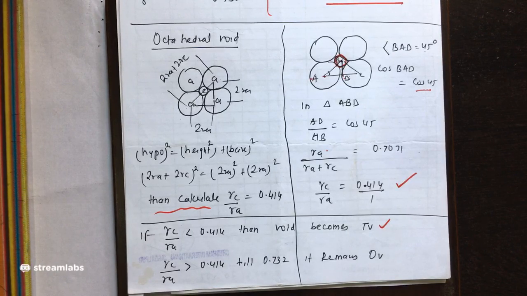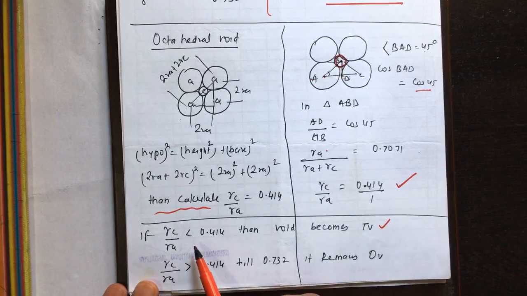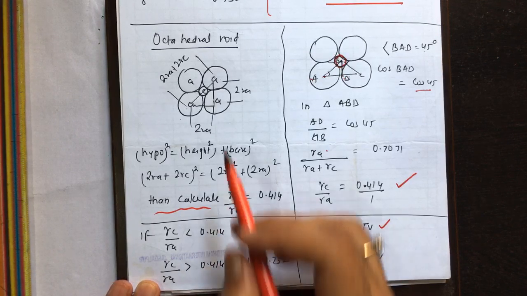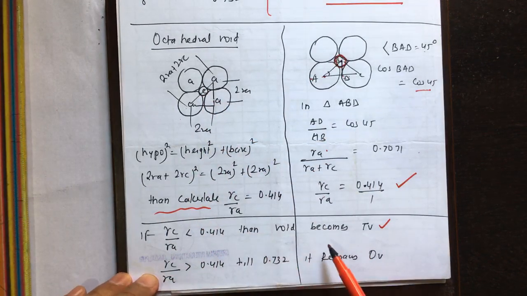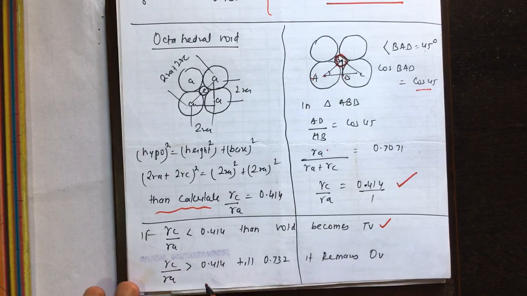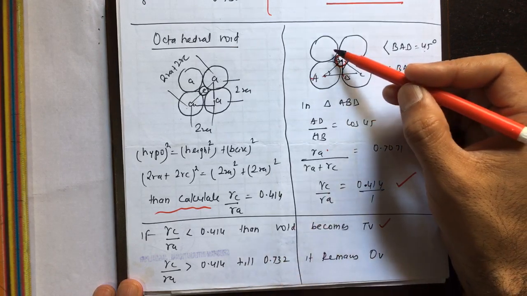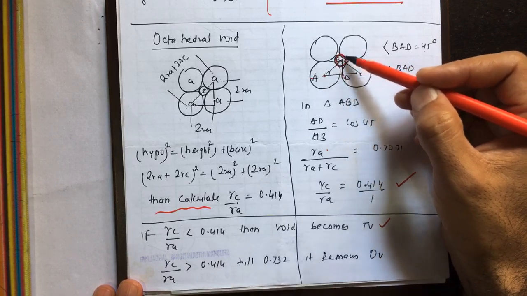Okay. And if RC by RA is 0.414, this is the limiting value of the octahedral void. When RC by RA becomes less than 0.414, that is, when the size of the cation is lesser than this value, the void becomes disturbed. So it won't be octahedral, it will be a tetrahedral void. And when RC by RA is greater than 0.414, the size of the cation is a little bigger than this particular fitting value.